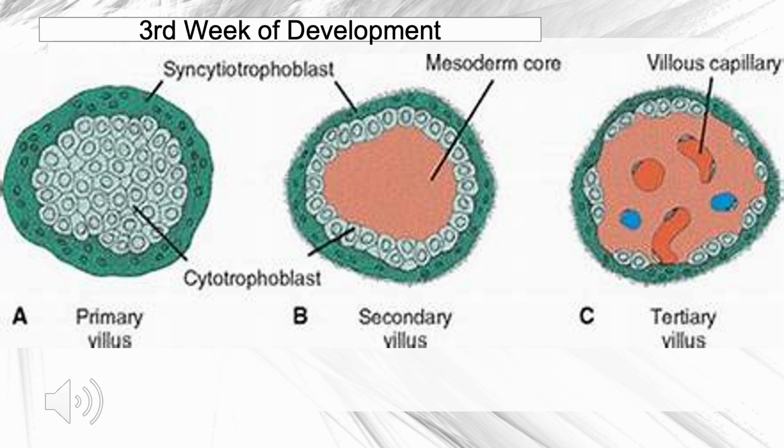The primary villi consist of a cytotrophoblastic core covered by a syncytial layer. During further development, mesodermal cells penetrate the core of primary villi and grow toward the decidua. The newly formed structure is called a secondary villus. By the end of the third week, mesodermal cells in the core of the villus begin to differentiate into blood cells and small blood vessels, forming the villus capillary system known as the tertiary or definitive placental villus.